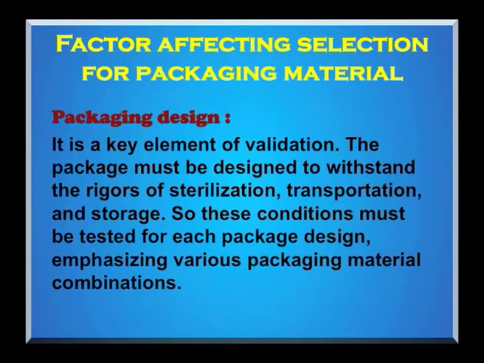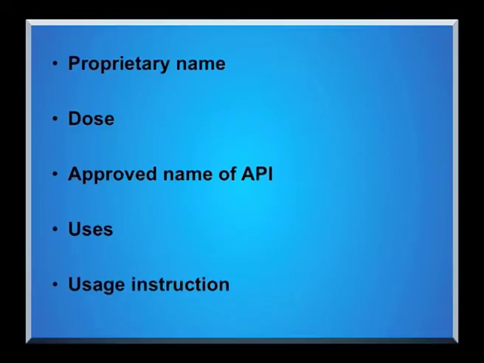Now we must talk about the product packaging design. Now it's a key element of validation. The package must be designed to withstand the rigors of sterilization, transportation and storage. So these conditions must be tested for each package design, emphasizing various packaging material combinations. Packaging design must be as per the needs of the product, manufacturing and the distribution system. It should include proprietary name, dose, approved name of API, uses, instruction, prescription drugs, straightforward design, OTC drugs, distinctive design.